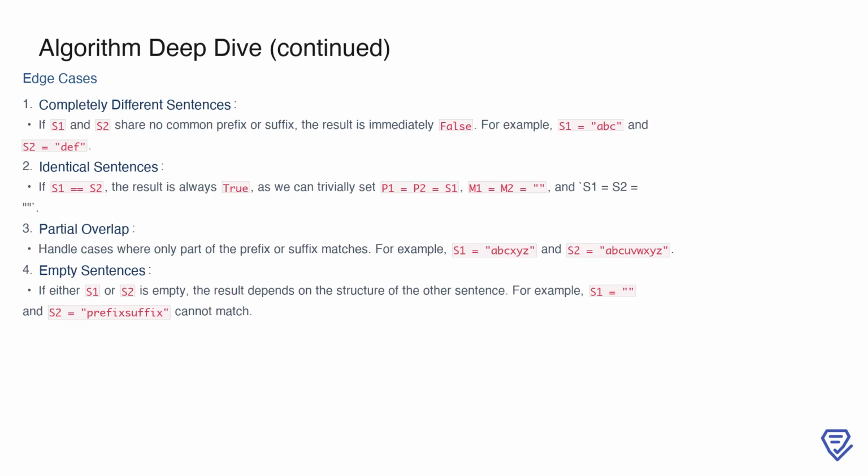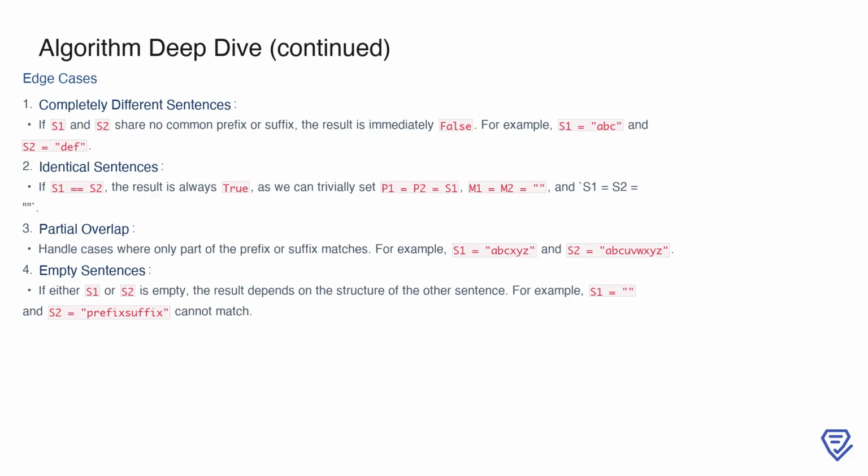Finally, it's important to consider edge cases to ensure the solution is robust. One scenario is when the two sentences are completely different, with no common prefix or suffix. For example, if S1 equals ABC and S2 equals def, the result is immediately false. Another case is when the sentences are identical. If S1 equals S2, we can trivially match the entire sentence as the prefix and suffix, with an empty middle section, making the result true.